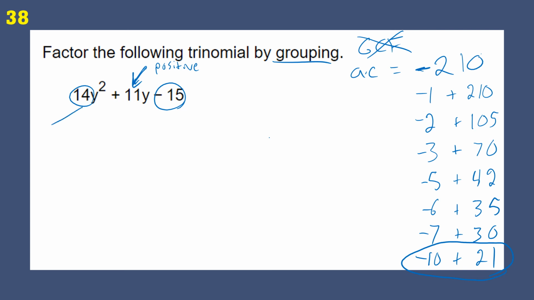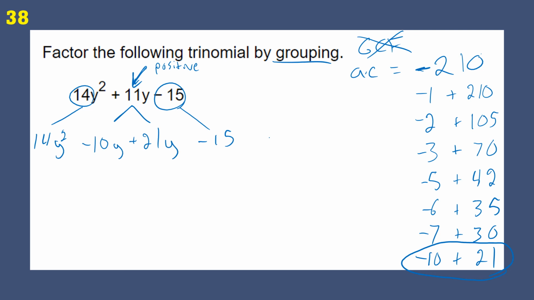So I'm going to go ahead and just pull the first part out and pull the last part out, 14y squared, and then minus 15 on the end. But then I'm going to split the middle term into those two factors I have. So minus 10y plus 21y. Now, if you get it backwards, it's okay. It's still going to work out.